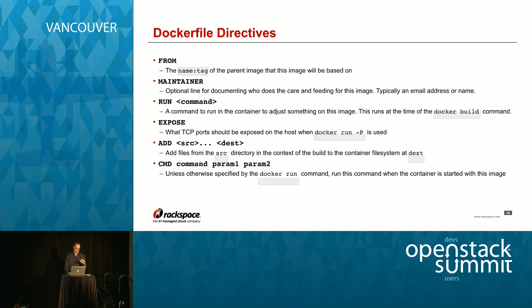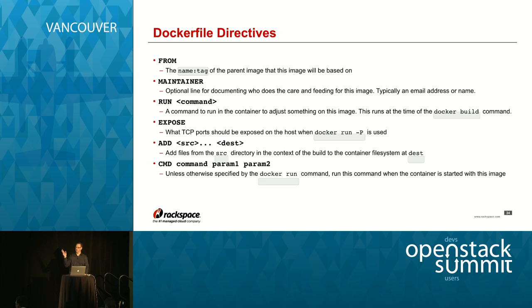So from is either in the format name or name colon tag. If you don't specify a colon tag, it's going to use colon latest by default. The maintainer line is optional. The run command is going to run at the time that you build. The expose command is if you ran, okay, so there's this flag for Docker called dash capital P.